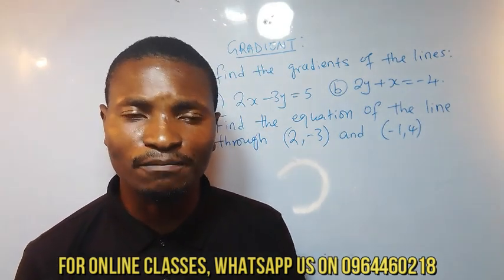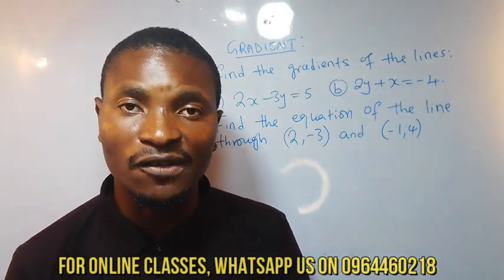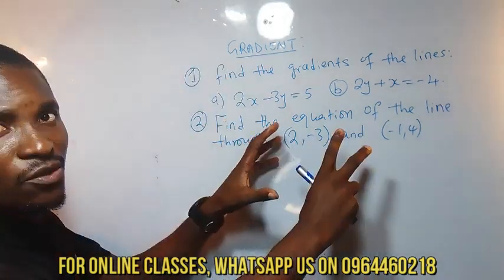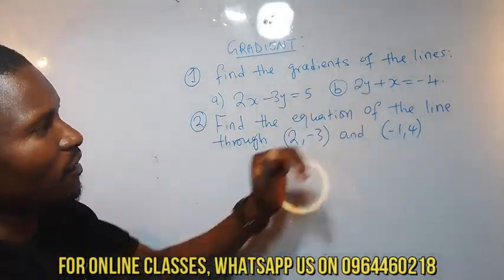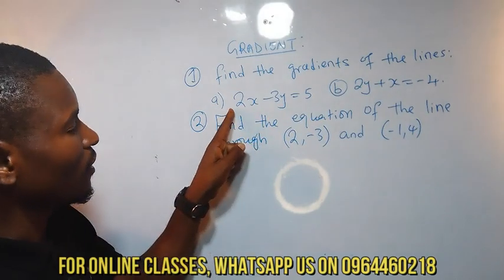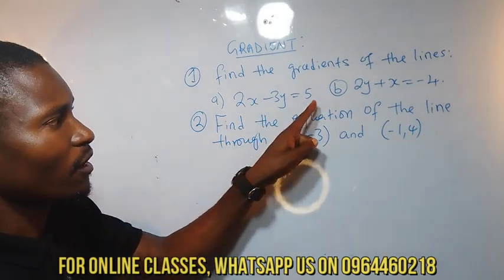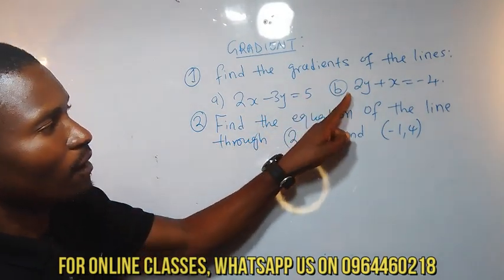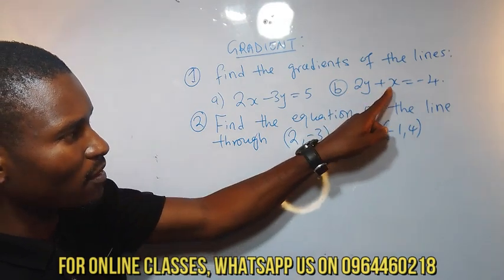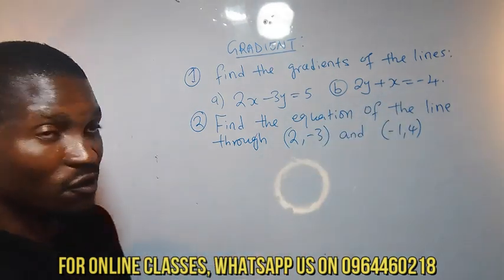Without much further ado, let's dive into that. When you look at this one, you're asked to find the gradients of the lines: A, 2x minus 3y equals 5, and B, 2y plus x equals negative 1.